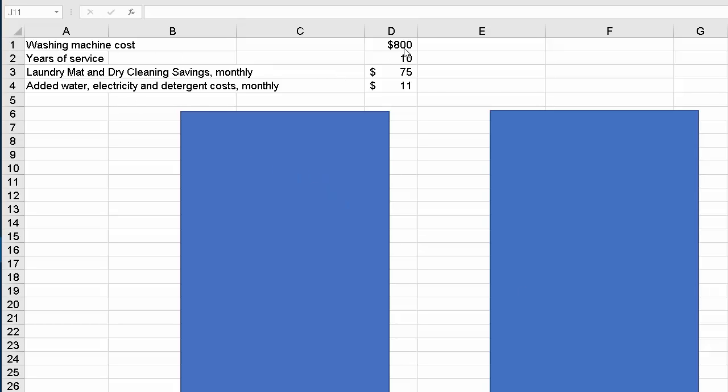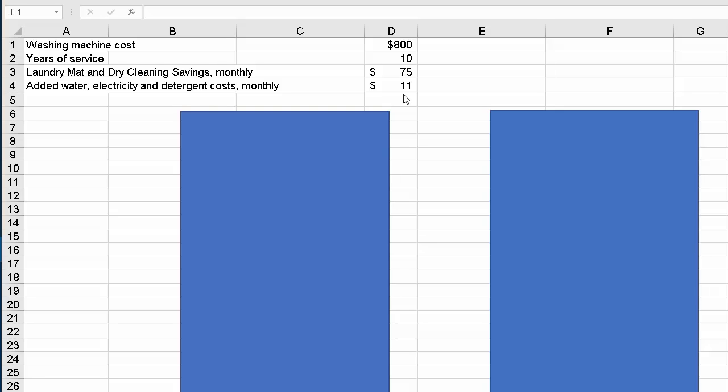It'll cost $800. You think it will last 10 years. At the end of the 10 years, you don't think it's going to be worth anything. And we're going to assume it won't need any repairs over the 10 years. Okay, some other assumptions: the laundromat and dry cleaning savings you expect to get after buying the washing machine will save you $75 a month, but it will result in added water, electricity, and detergent costs, and we're using an $11 estimate of that.